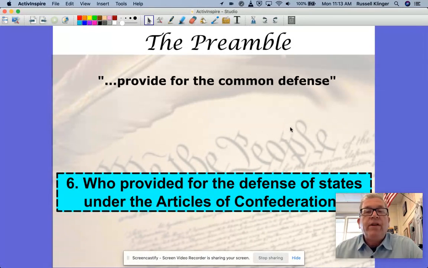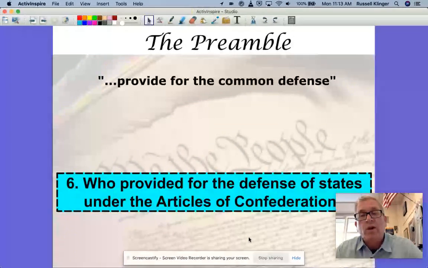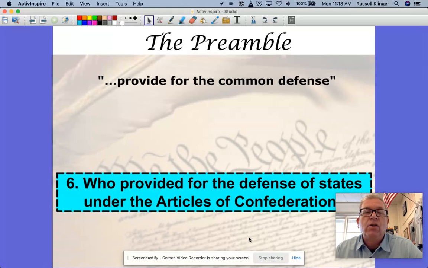Provide for the common defense, right? Who provides for the common defense? Did we have anybody providing for the common defense under the Articles of Confederation? No. That was one of the major weaknesses of it. We couldn't tax, we couldn't collect taxes, couldn't force states to pay. Therefore, we couldn't raise an army, and therefore things like Shays' Rebellion would develop.